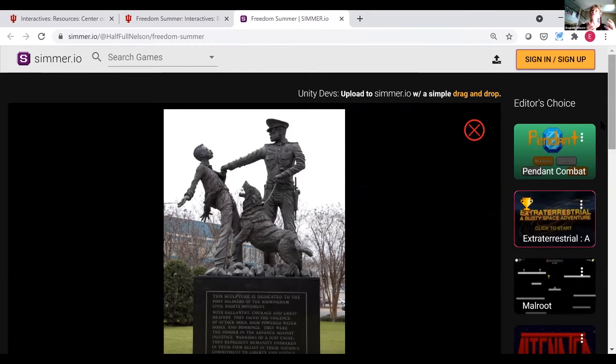So that's all I'm going to show you with Freedom Summer. We really developed it to try to make the connections between legislation, the process of legislation, and that interaction between the administration and the legislature, but also the connections of what was happening on the ground in real life during this same time period.